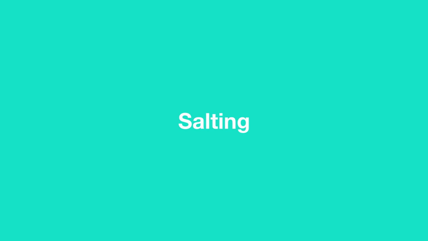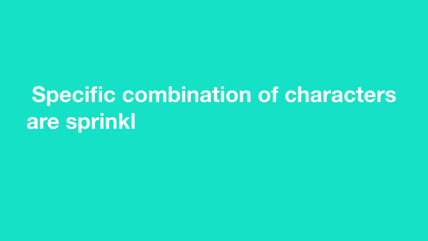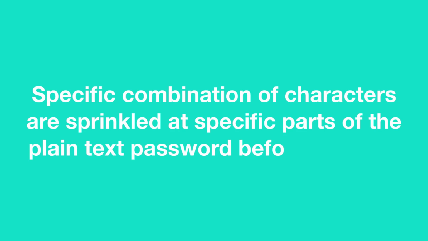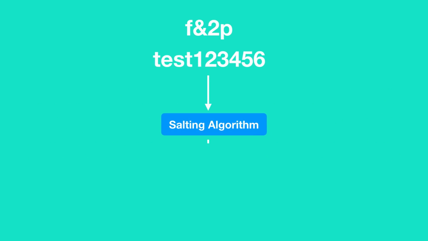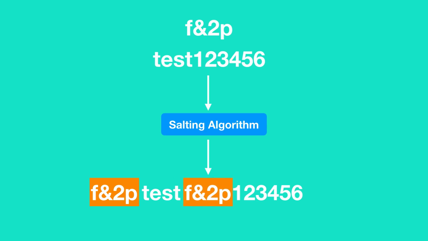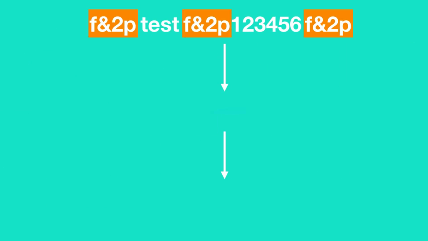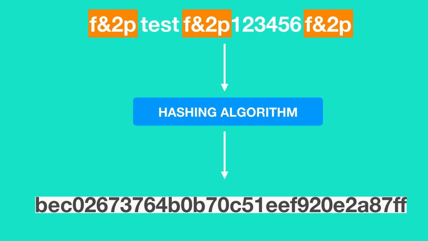A new technique called salting was introduced by security analysts to give hackers a hard time in cracking passwords. In this technique, a specific combination of characters is inserted at specific positions of the plain text password before hashing. Every company has its own salting algorithm, and they don't make their salting algorithm public. For example, let's say Facebook's salting algorithm inserts the string f&2p at the beginning, after the third character, and at the end of the plain text password. After salting the password, the salted password is then hashed by a hashing algorithm.